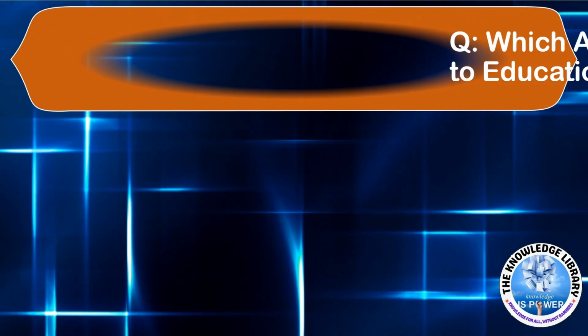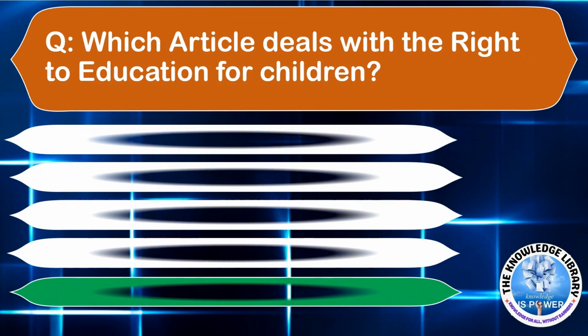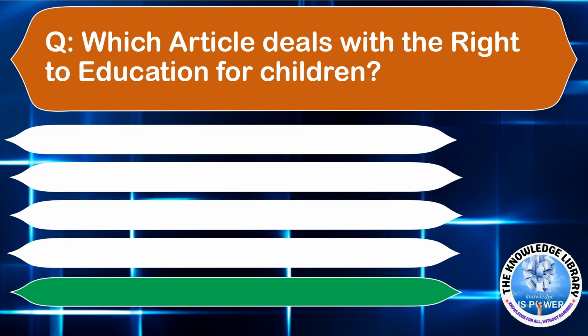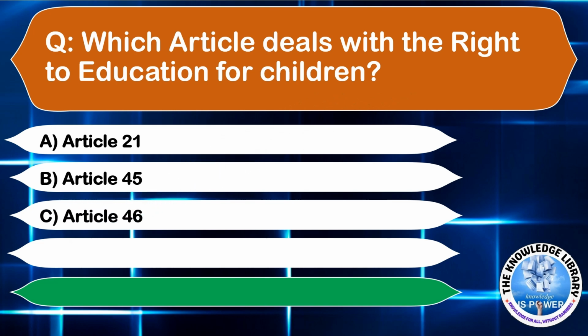The next question is, which article deals with the right to education for children? Option A Article 21, option B Article 45, option C Article 46, option D Article 21A. Answer is option D Article 21A.